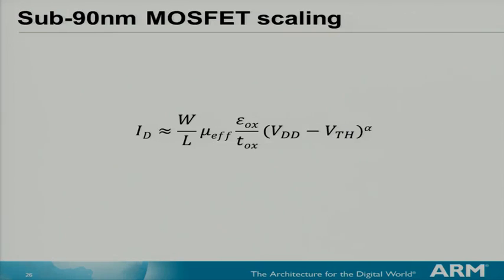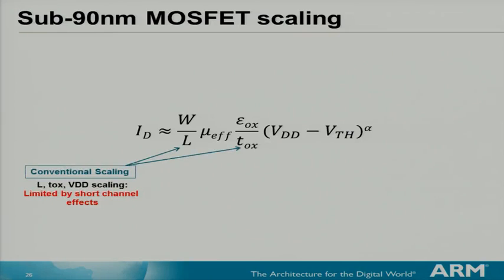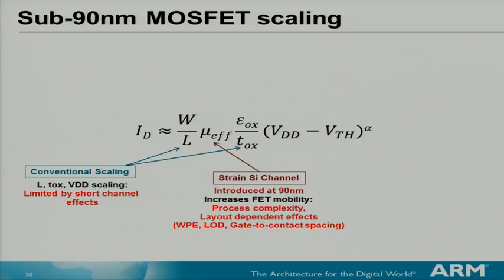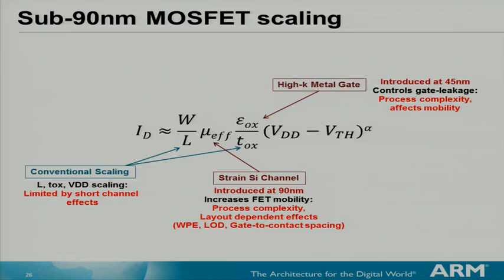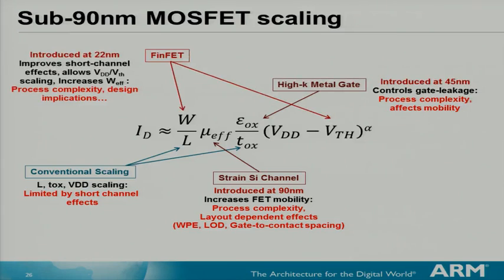Here I'm trying to show the impact, how scaling has changed a lot of things after the 90-nanometer technology node. Well, conventional scaling, we're looking at the saturation current equation here for a typical MOSFET. Conventional scaling used channel length, gate oxide thickness, VDD, threshold voltage, and doping to scale these transistors down. But then short channel effects started limiting them. We moved to strained silicon to get an increase in mobility. To control gate leakage, we moved to high-K metal gates.